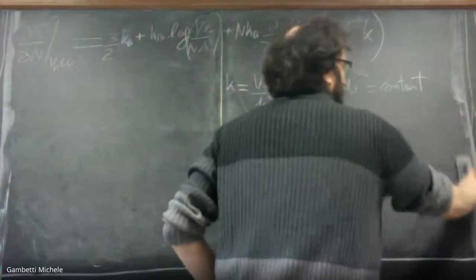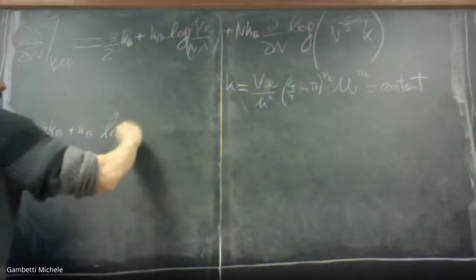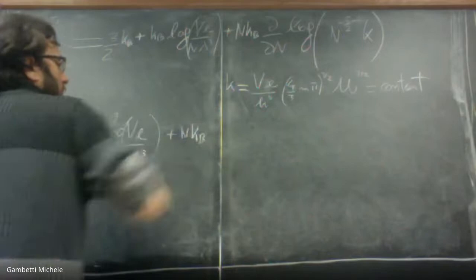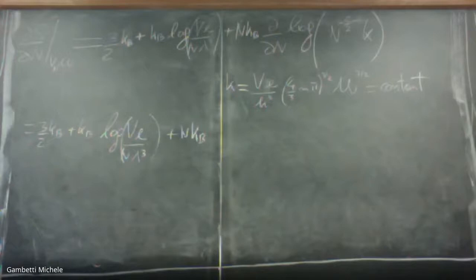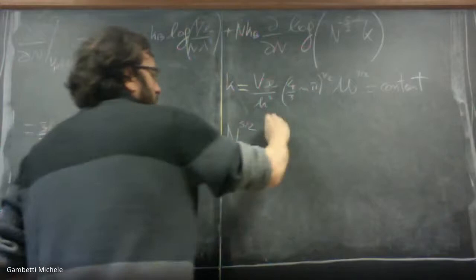Now, this is 3/2 kB plus kB logarithm of V e N lambda cubed. Then I have plus N kB. Now I have to compute the derivative of this logarithm, and I have N to the power of 5/2 divided by k times k, then I have minus 5/2 and N to the power of minus 7/2. Let me see if this is correct.